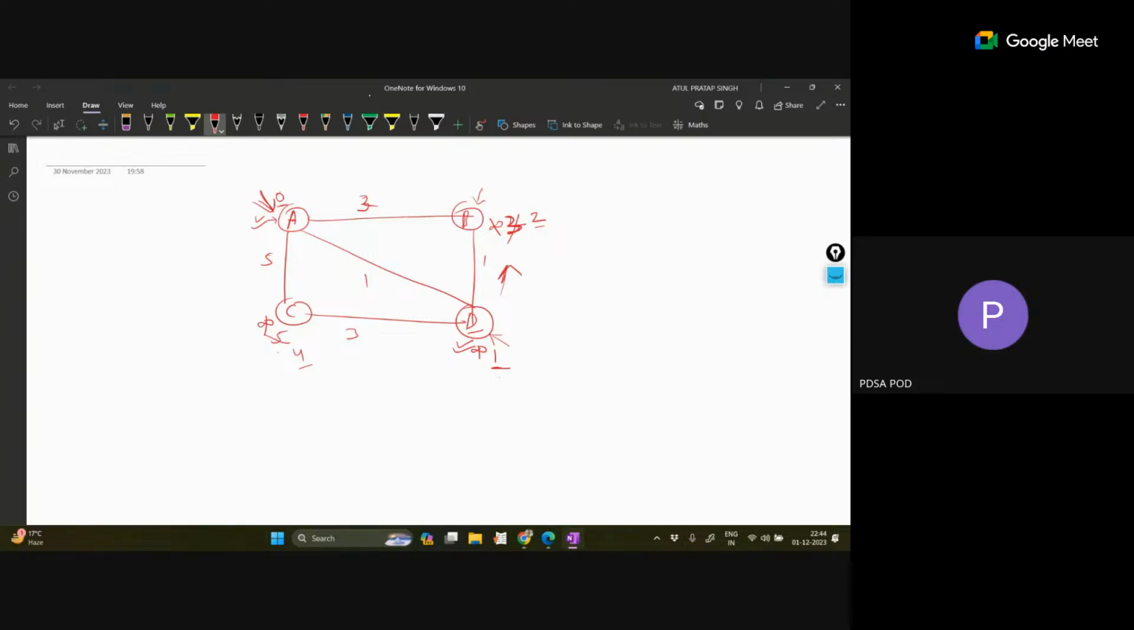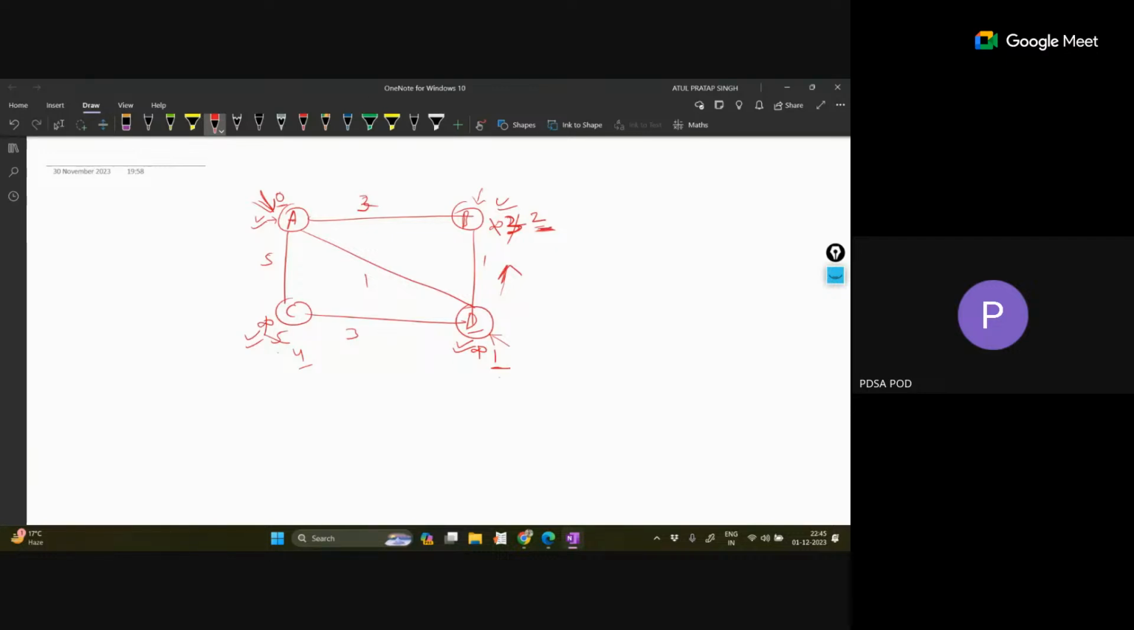C is already connected between A and D. Both are visited. So now all are visited. So at the final of this process we are getting the shortest path distance. So A to B is 2. The path is A, D, and then D to B. So this distance we are getting from this path.